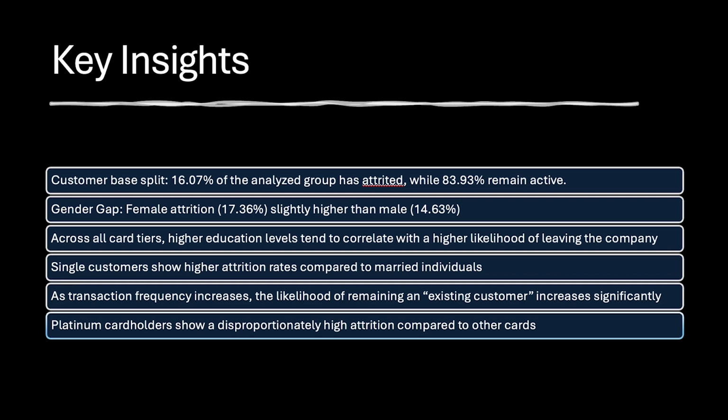In addition, customers with higher education levels seem more likely to leave the company across different card types. Single customers also show higher attrition rates compared to married customers. Finally, platinum card holders have a higher attrition rate compared to other card categories, which may suggest a need for a better retention strategy for this group.